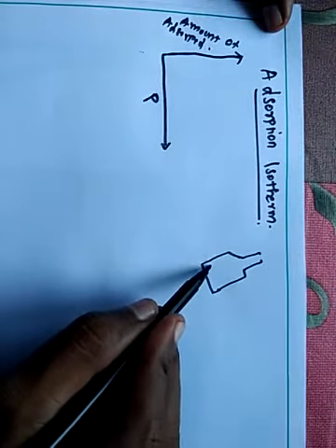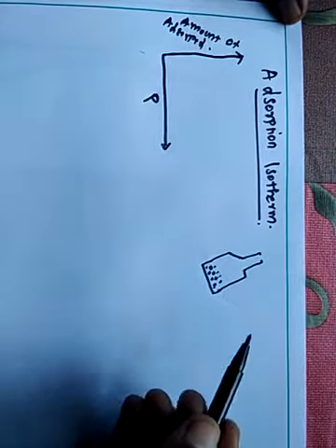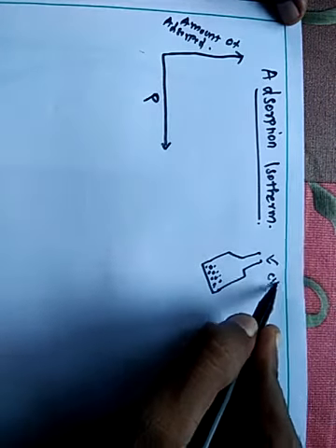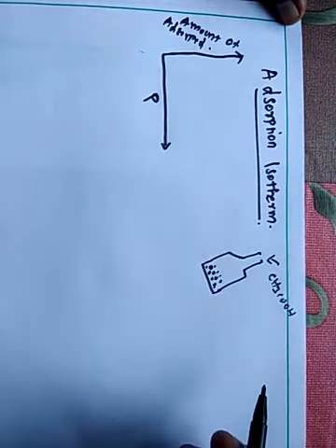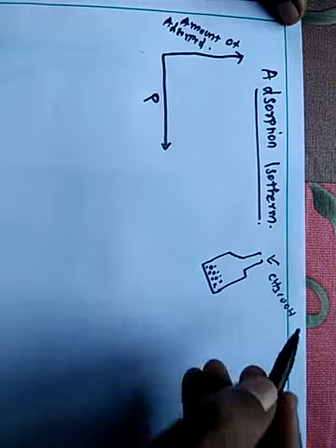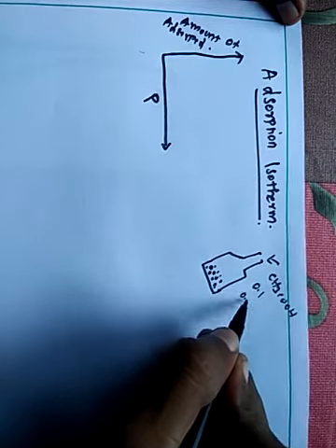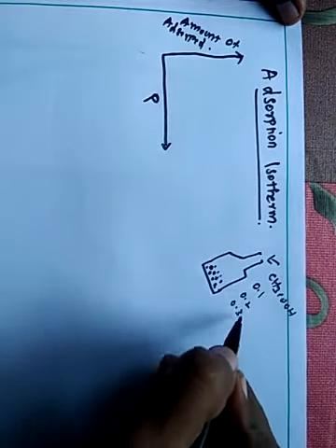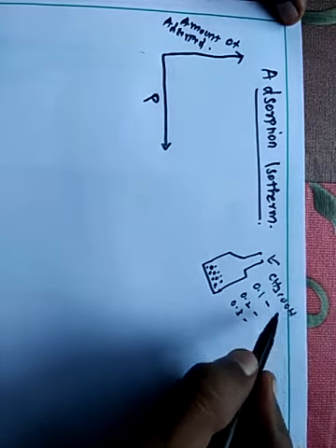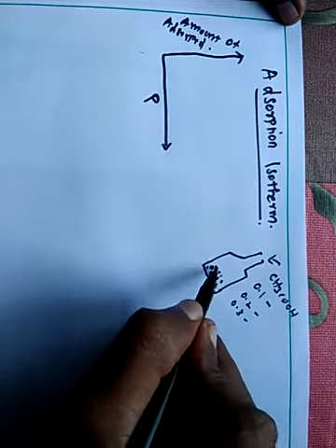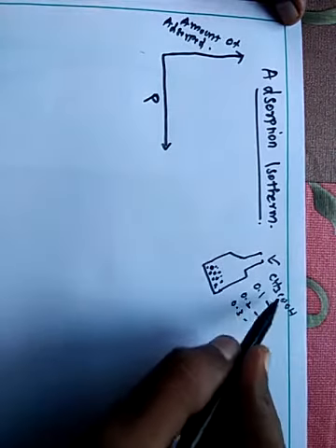Here I have taken some charcoal. It's a charcoal powder. Charcoal powder is taken inside, and I have taken acetic acid. So this acetic acid will adsorb on the charcoal at various concentrations, for example 0.1 or 0.2 and 0.3 and so on. At various concentrations, I'm going to find out the amount of acetic acid adsorbed on the charcoal. This is a simple experiment I'm going to do.